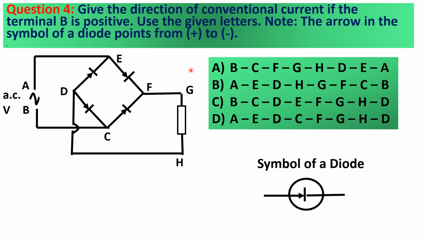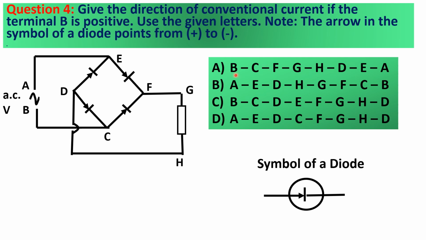So for letter A, is it from B? According to the question, if the terminal B here happens to be positive, remember alternating current, the direction of the current alternates or reverses for every half cycle. There is a reversal of the current. So the question is considering, if the terminal B is positive, what should be the correct direction of the conventional current?